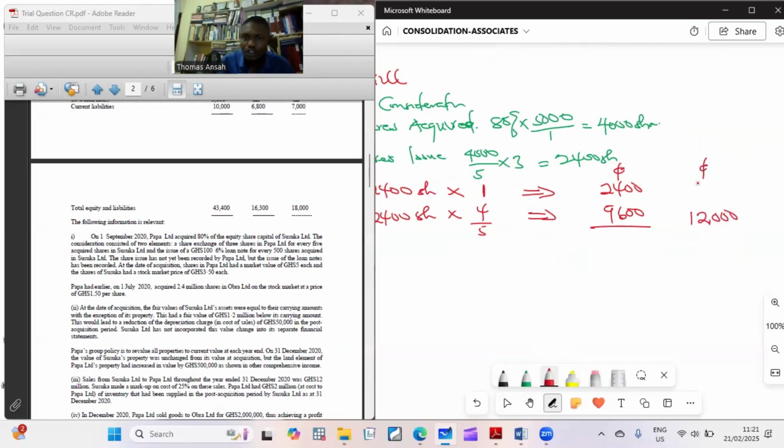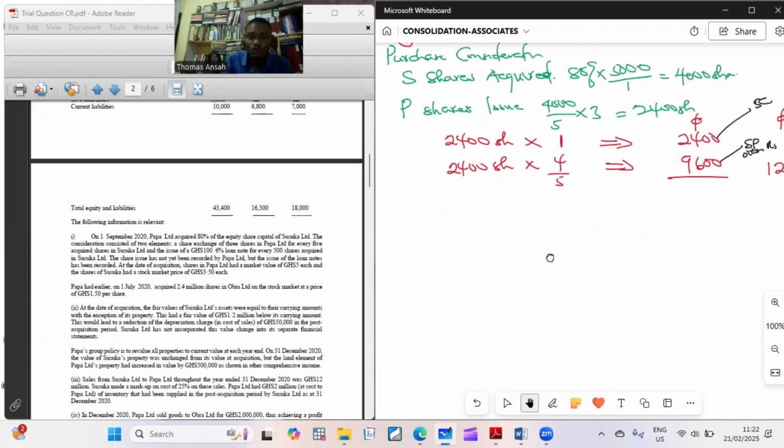You could have also just multiplied 2,400 by 5, but you won't see the separation, because this one, the recordings has not been done. This one will be added to your stated capital, or your share capital, or your equity capital, whatever you call it. Then this one will be added to your share premium or other reserves. All right, so that is that. So take note of that so that you can get your marks well. This was not recorded, so you will be the one to do it.